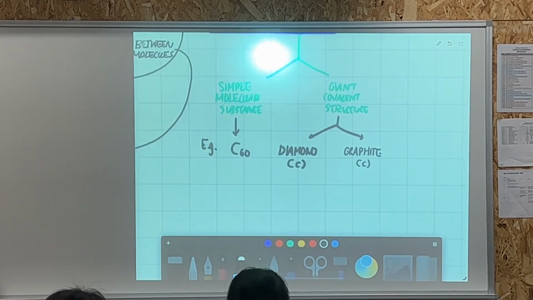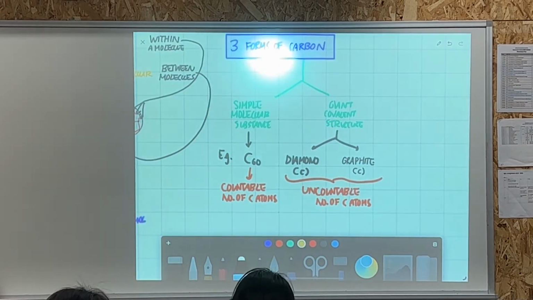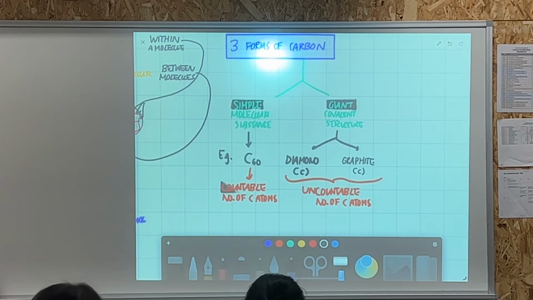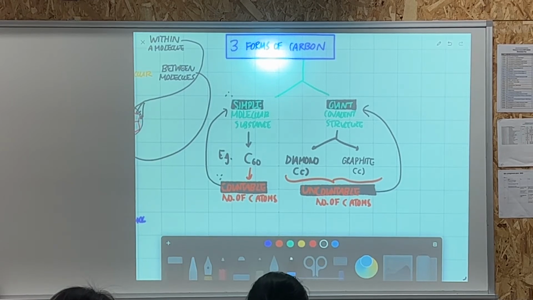So the difference between them is that in C60, there is a countable number. You see the number 60. 60 is a countable number, right? So there is a countable number of C atoms. Both diamond and graphite have an uncountable number of carbon atoms. So that's what makes them giant and simple: countable and uncountable. So that's the connection. Because of this you call it simple, and because of this you call it giant.